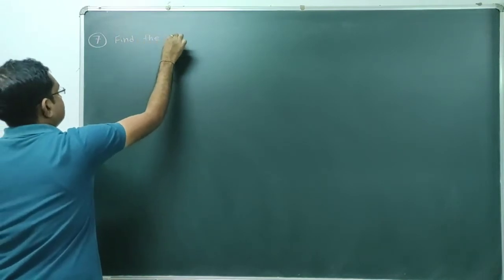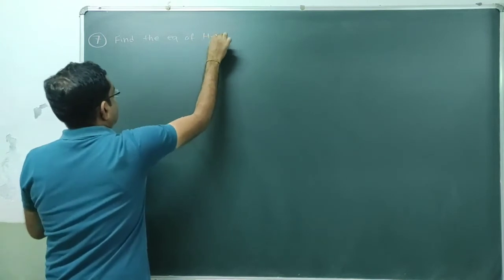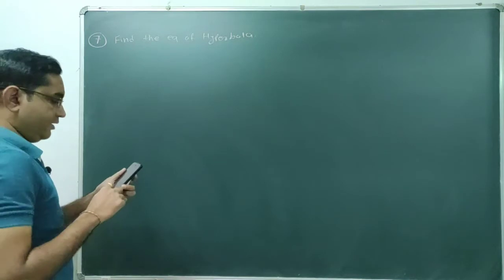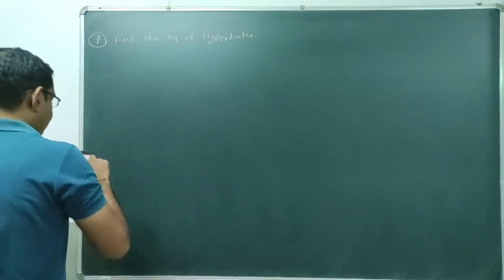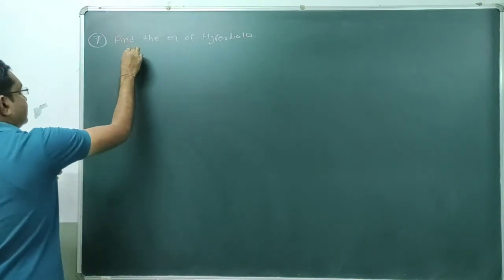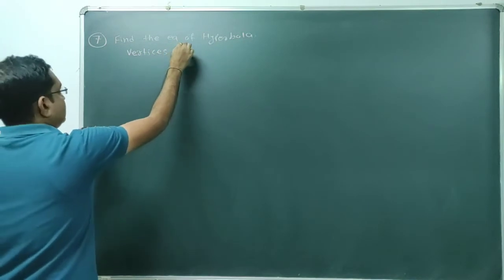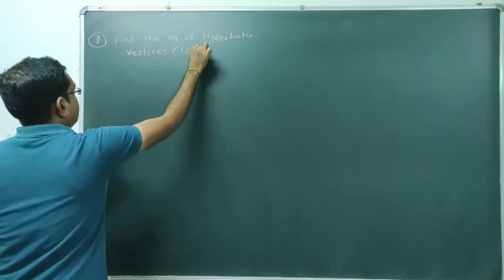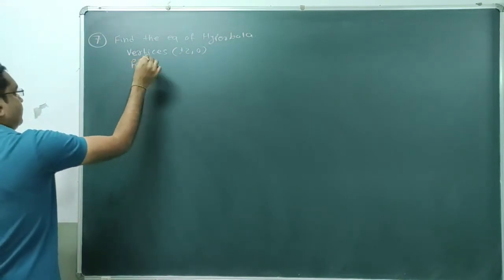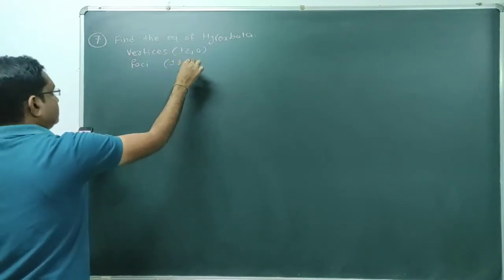Find the equation of hyperbola according to given conditions. So here for question number 7, the given conditions are: vertices of the hyperbola are plus or minus 20, and the coordinates of foci are plus or minus 30.